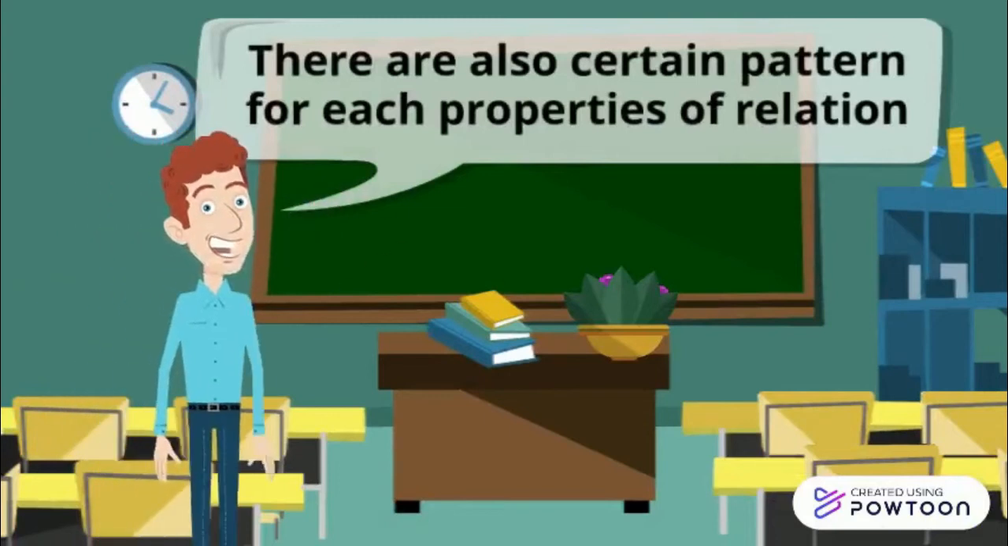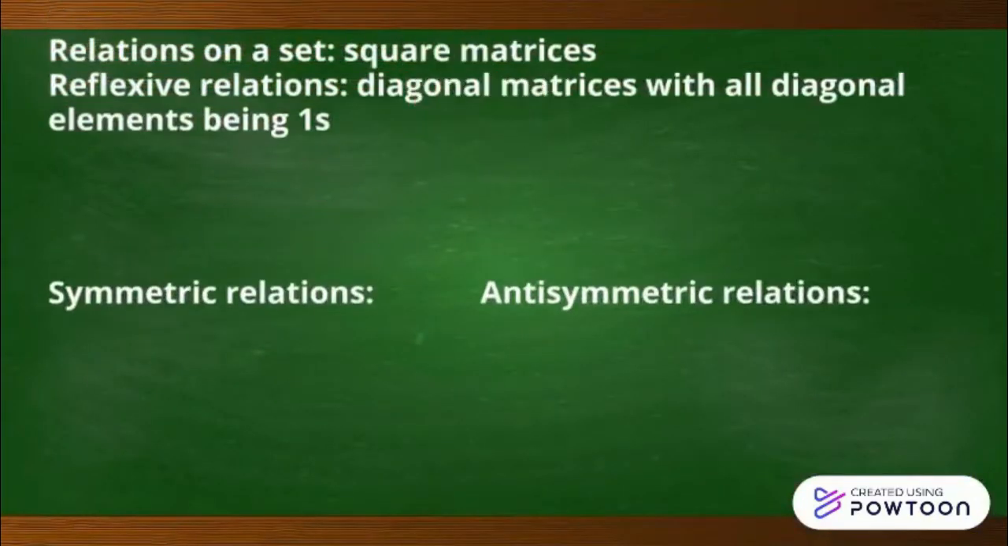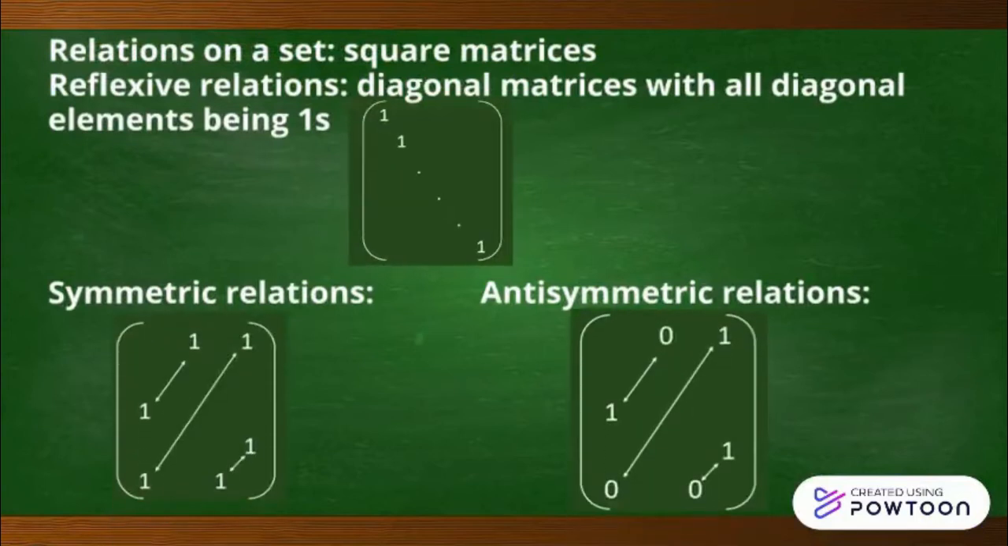There are also certain patterns for each property of relation. For example, relations on a set, which is square matrices. For reflexive relation, all diagonal elements will be 1s, and for symmetric relation, 1 will be paired with 1, and for anti-symmetric relation, 1 will be paired with 0, or 0 will be paired with 1.